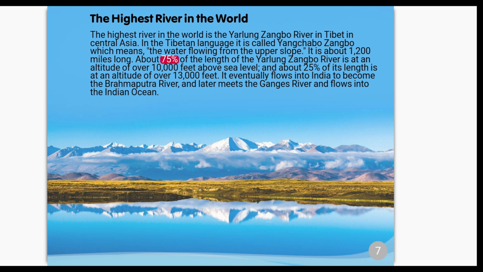About 75% of the length of the Yarlung-Zangbo River is at an altitude of over 10,000 feet above sea level, and about 25% of its length is at an altitude of over 13,000 feet. It eventually flows into India to become the Brahmaputra River, and later meets the Ganges River and flows into the Indian Ocean.